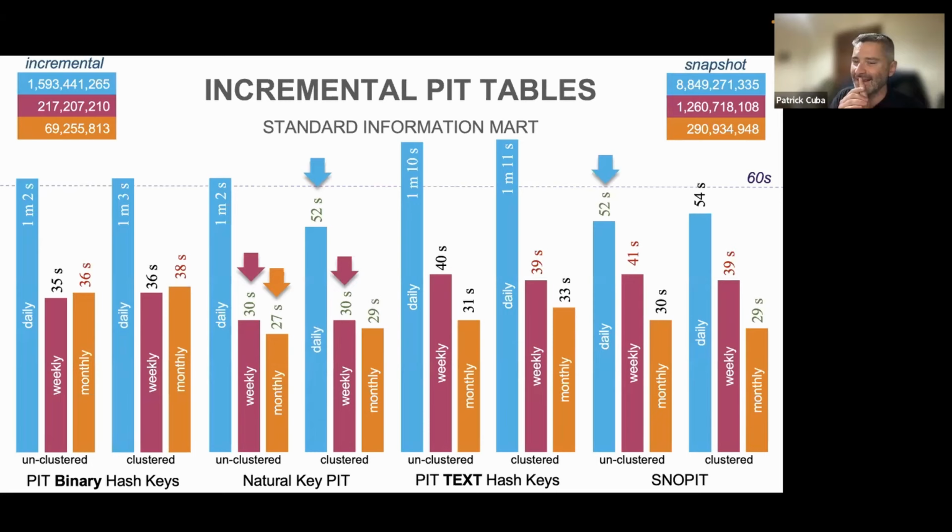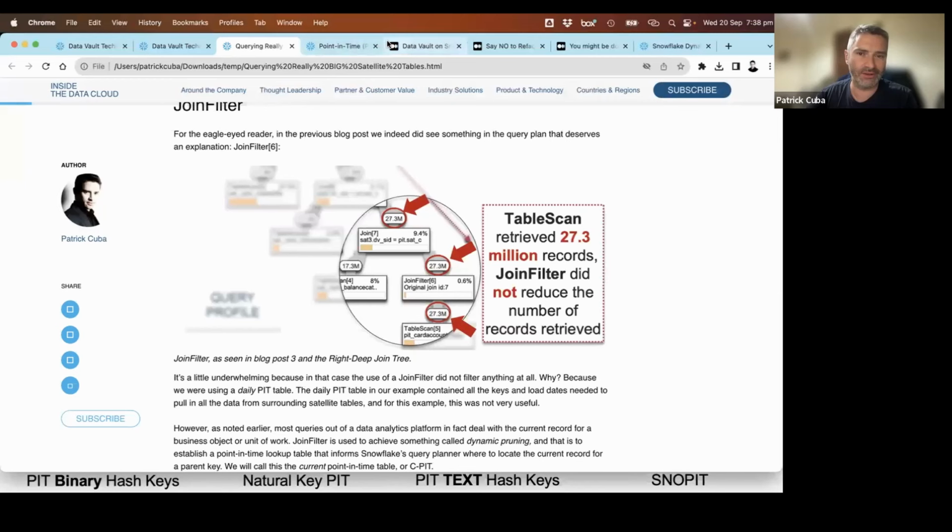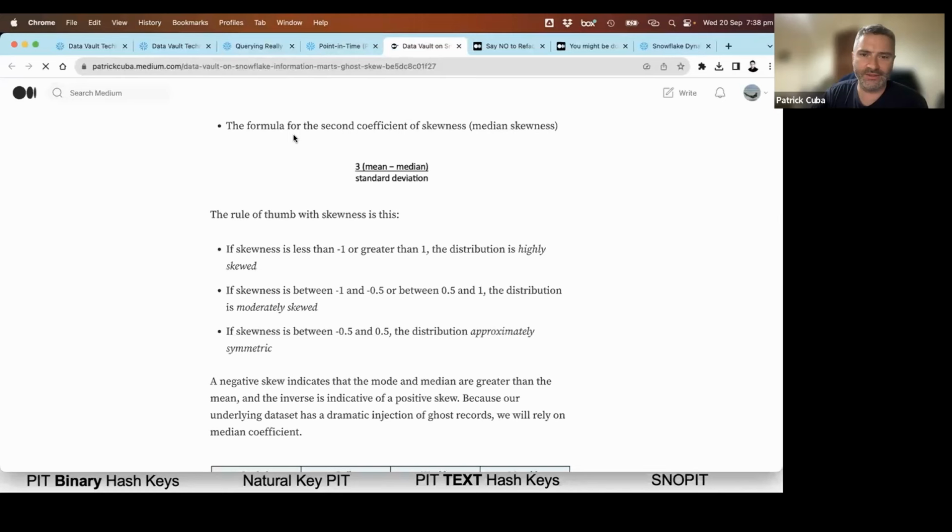I'll tell you what it is. It's skew. So what I did is these numbers didn't make any sense. Even when the tables were larger and there was a difference between clustering and not clustering, and somehow the weekly tables were slower than the daily tables, the numbers didn't make sense at all. So I've also published a blog on how to come to these numbers. Basically, I used the coefficient of skewness from Pearson.